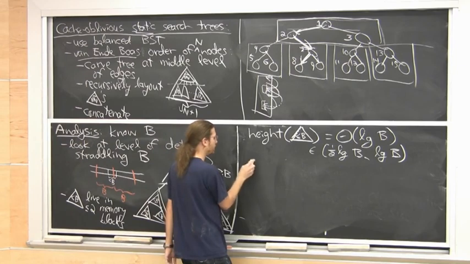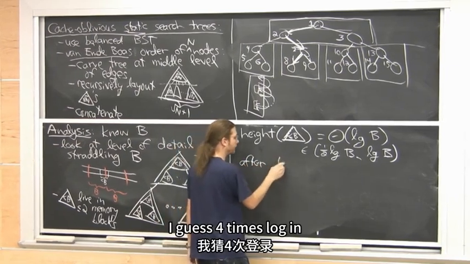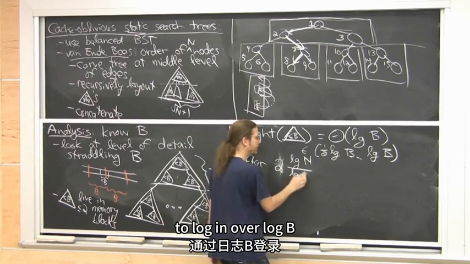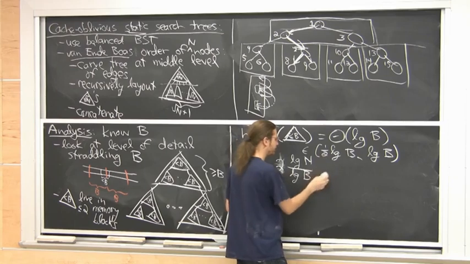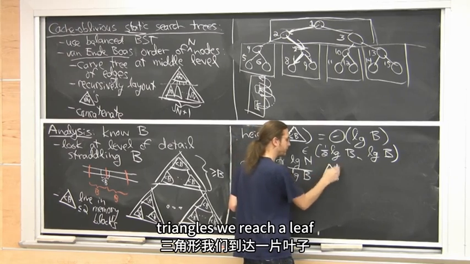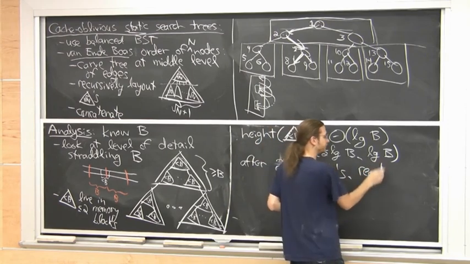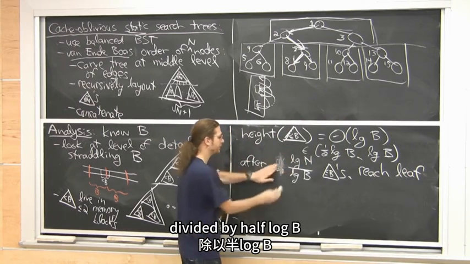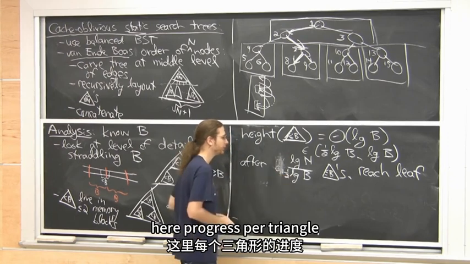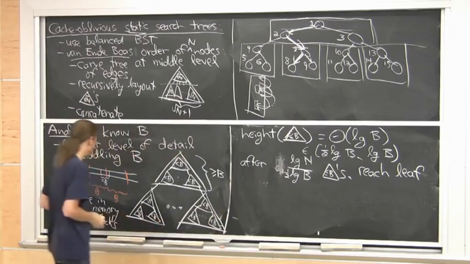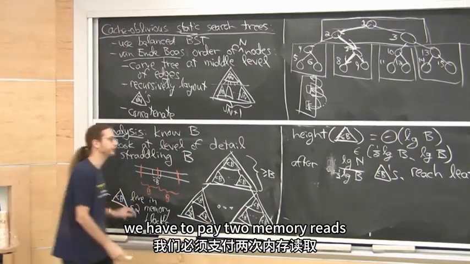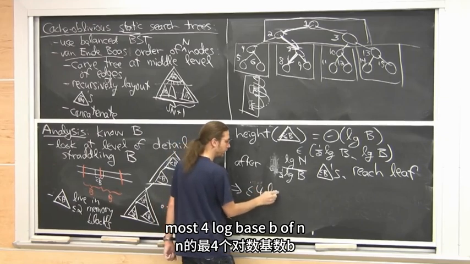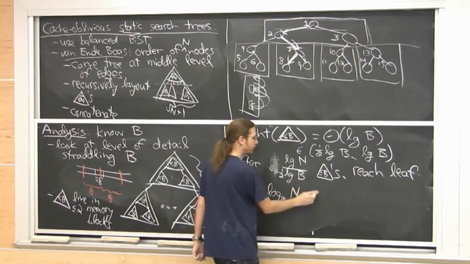So I guess 2 log N over log B triangles until we reach a leaf. It's the total progress we need to make, divided by half log B progress per triangle. So we get 2 times log base B of N. And then for each triangle, we have to pay 2 memory reads. So this implies at most 4 log base B of N memory transfers.